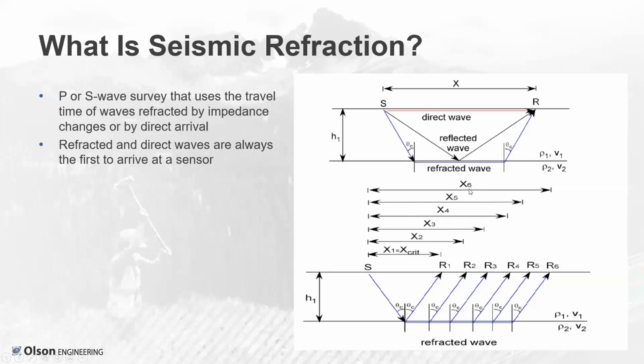This is obviously a simplified explanation for what they are, but it's a good conceptual model. Refracted and direct arrivals are always the first to arrive at a receiver from a source. So we oftentimes just call them first arrivals, and lump them together.